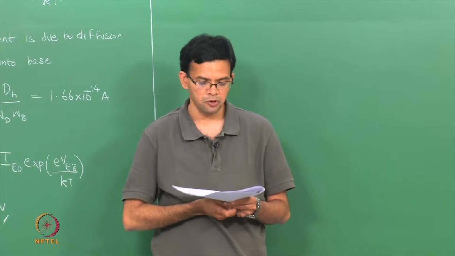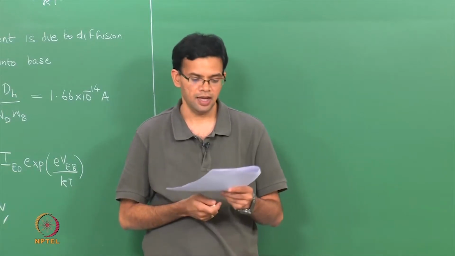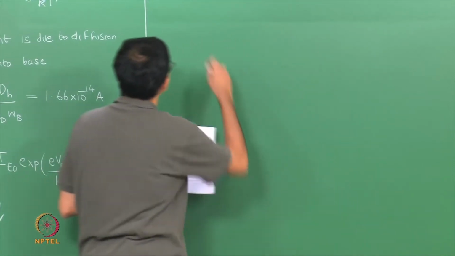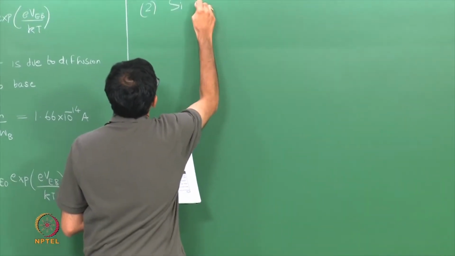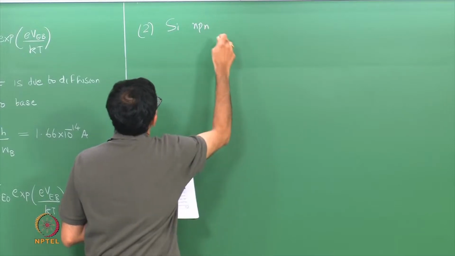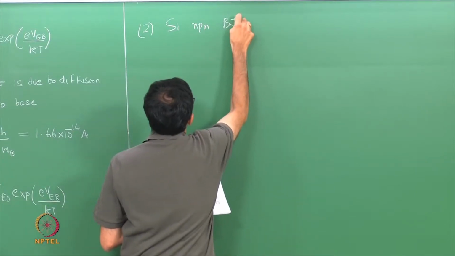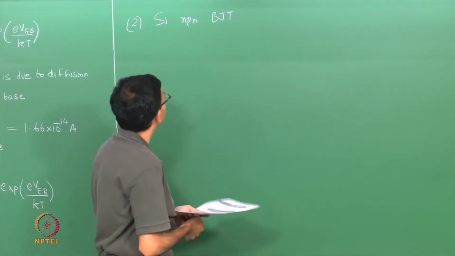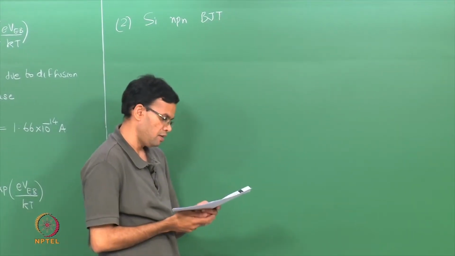So, in problem 2 we have an idealized silicon NPN bipolar junction transistor. Problem 1 was a PNP bipolar junction transistor. Now, we have an NPN.